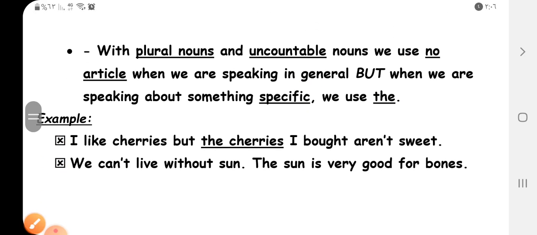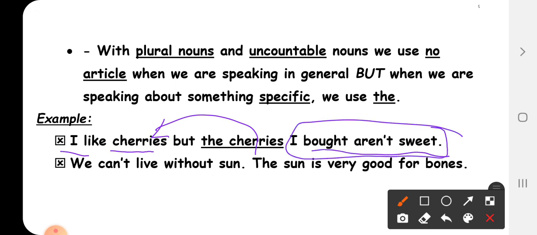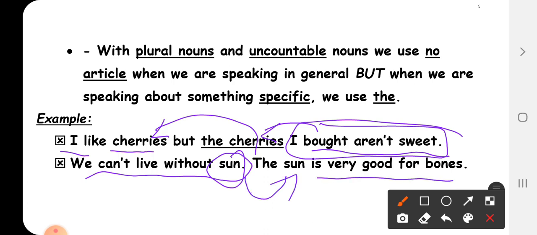Look at this example: I like chairs, but the chairs I bought aren't sweet. Here why did I specify? Because I bought them, I specified the ones I bought. We cannot live without sun. Why? The sun specifically is very good for bones. Here I specified the sun, which is good for the bones. Okay, you got it. It's so easy, just memorize it.